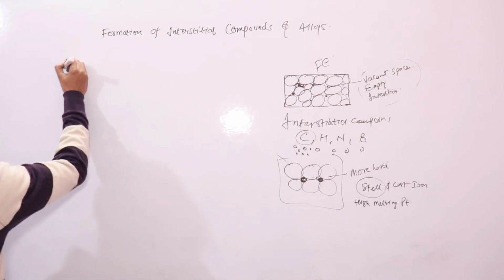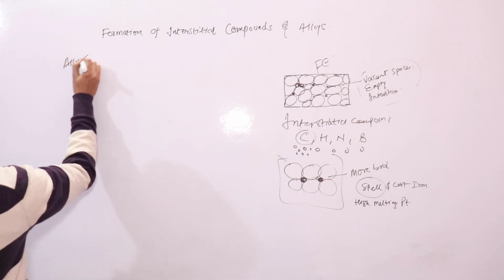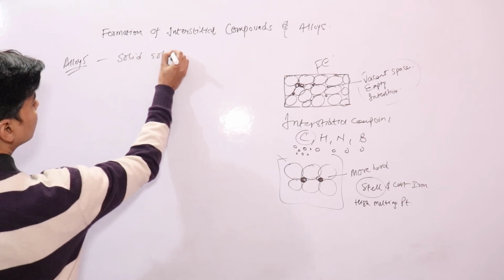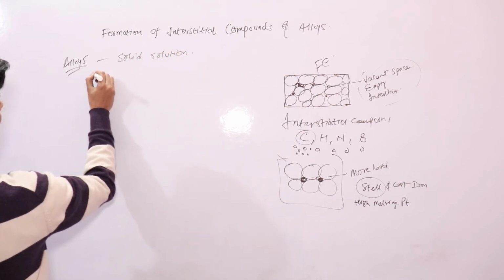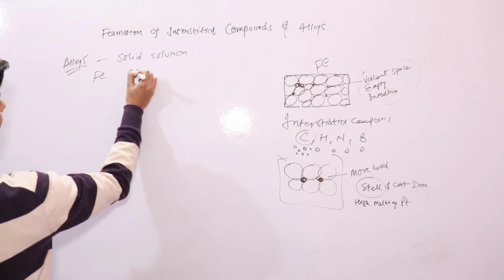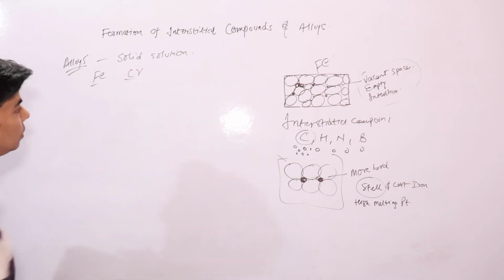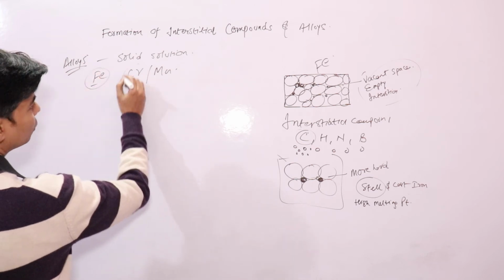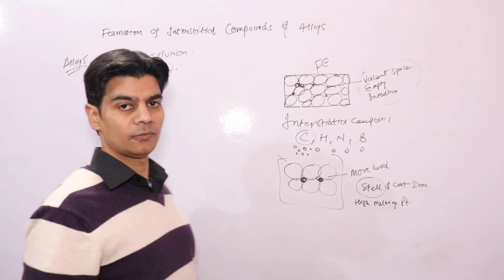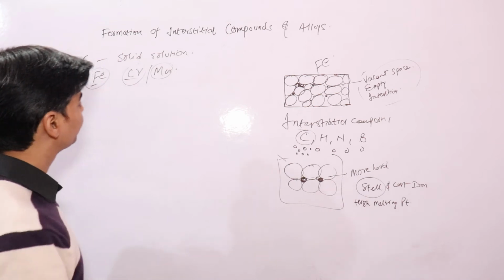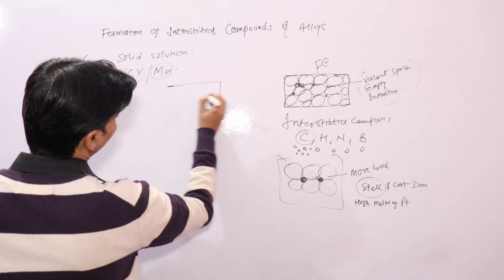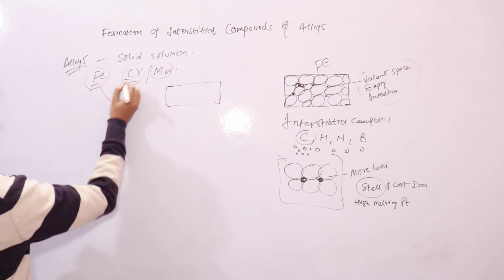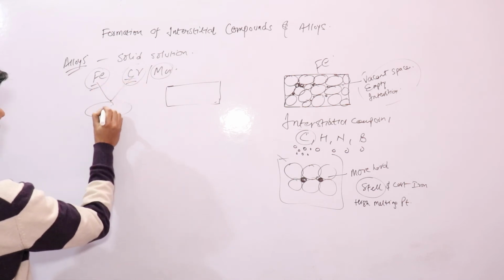Now let's talk about alloys. Alloys are basically solid solutions, like iron and chromium, or manganese. Iron can form alloys with chromium or manganese. How can it form alloys? What we do is, you melt iron, melt chromium, then mix the molten iron and chromium.